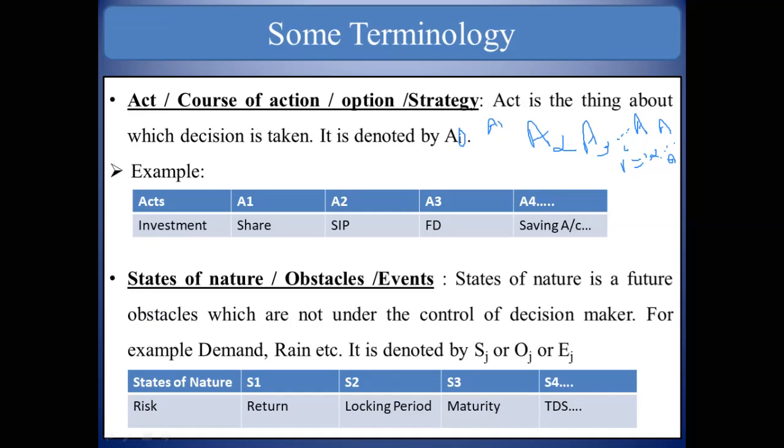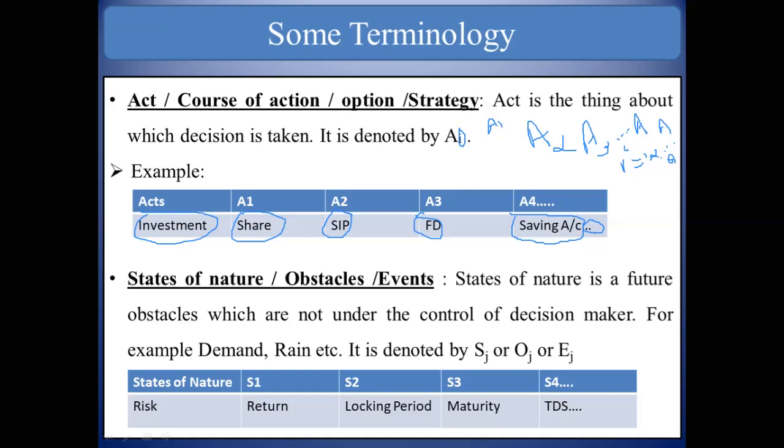For example, in this table my act is investment, and I don't know which option is the best to invest my money in the market. So basically I have the options: I can invest in share market, I can invest in SIP, I can invest in FD, I can invest in bank saving account or in other options.